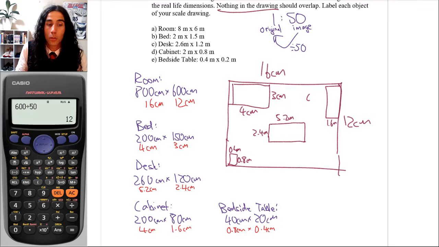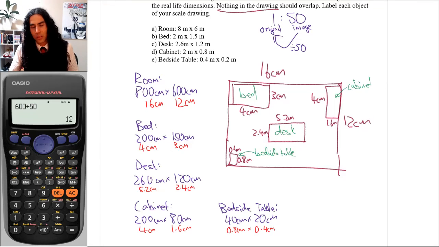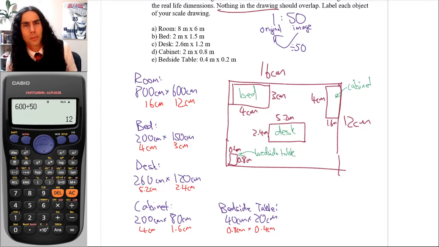What you should do is write what they are. Definitely. Write your bed, write your desk. I'm putting my bedside table over here. And that is our cabinet. All right. So this is really an exercise in converting to centimeters, getting the actual measurements. Drawing wasn't very tough. Scrolling down.